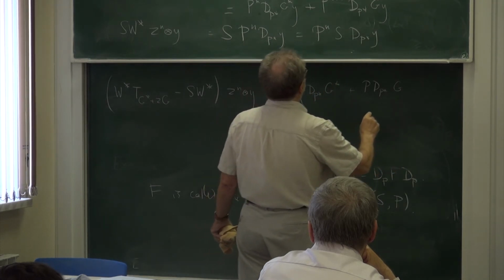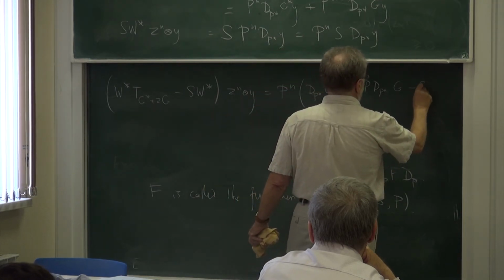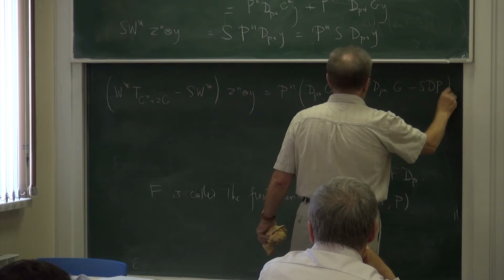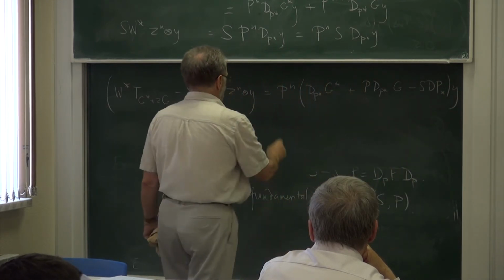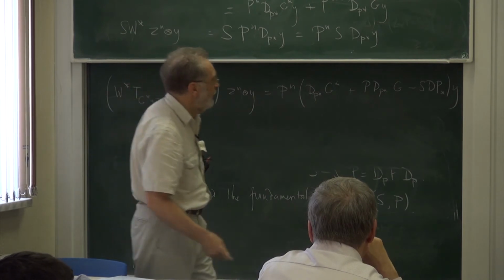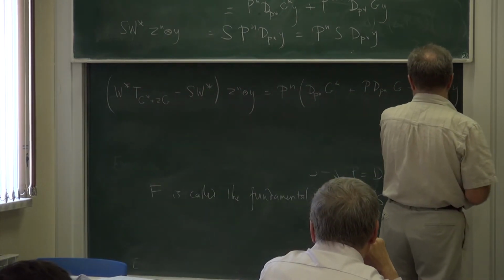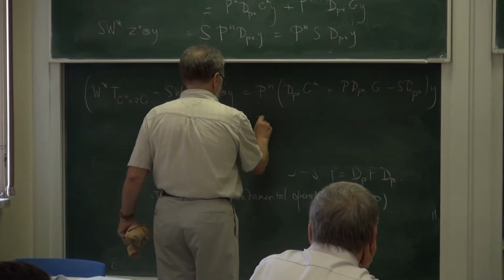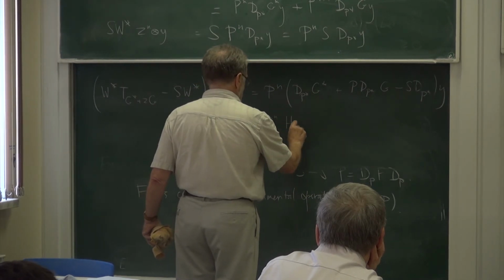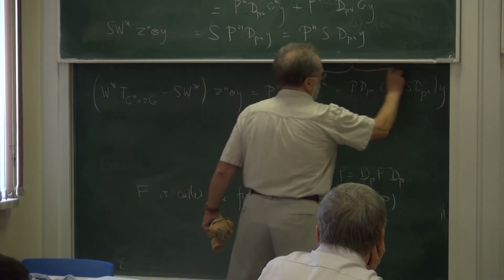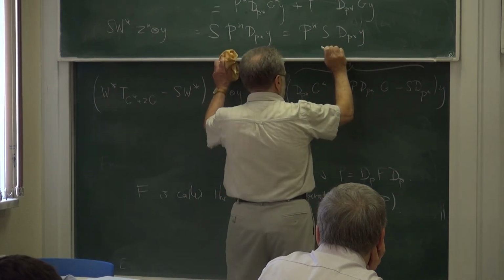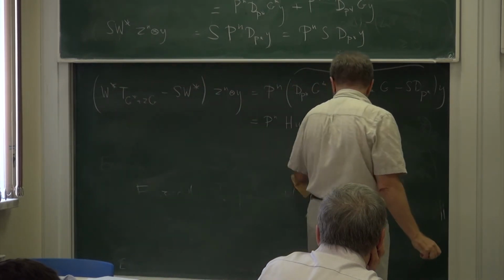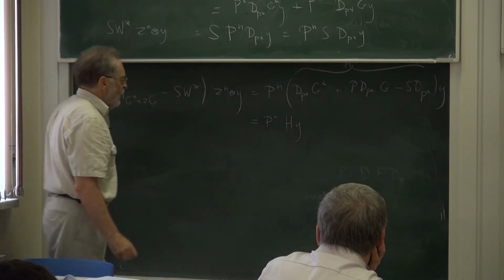P dP star y minus S dP star y. P star subindex. Thank you, yes. And let's call that P to the n hy. So I'm going to call all this thing h. And h is supposed to be 0. So let's see why h is 0.